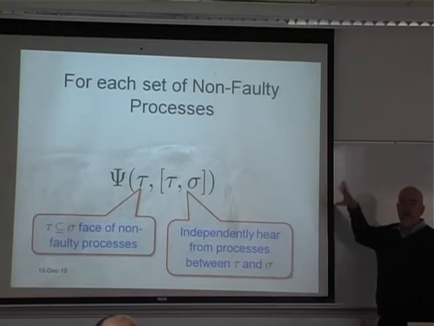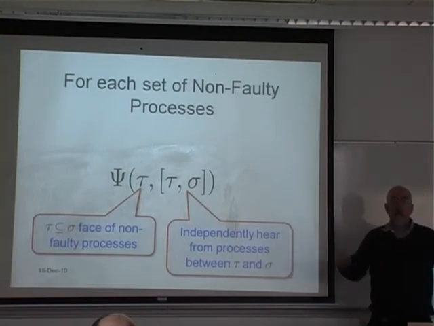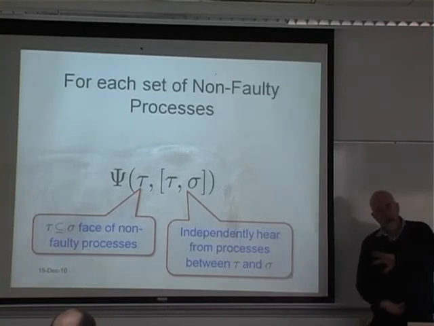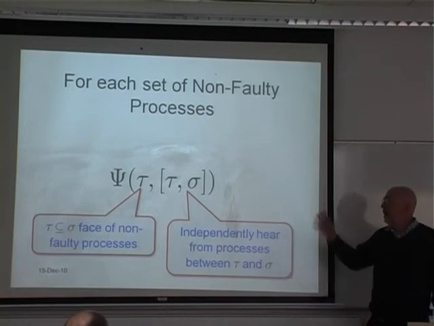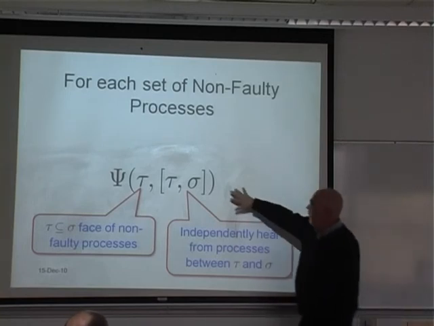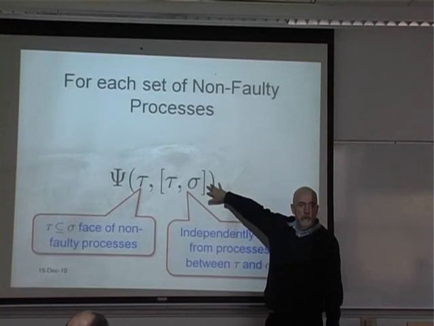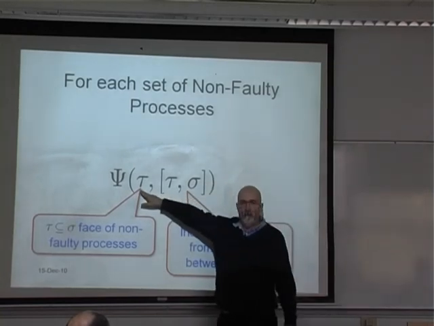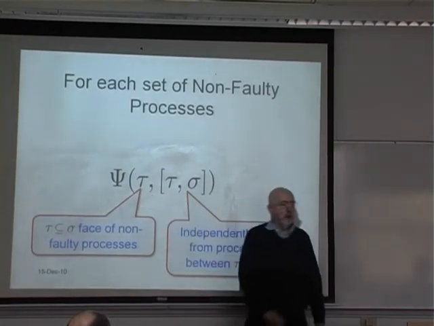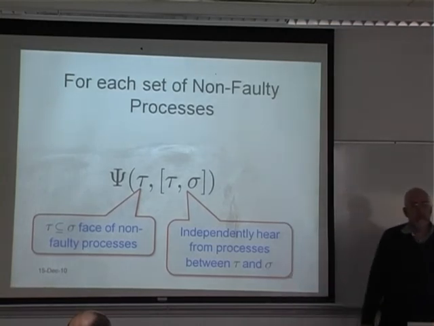So that's why it's a pseudosphere, because it says that I can independently assign these faces to each of the participants. And then the set of all possible ways you can do this is a pseudosphere. And that's what we get for a specific execution, where we fix the set of non-faulty processes. How is it different from the pseudosphere we got before?